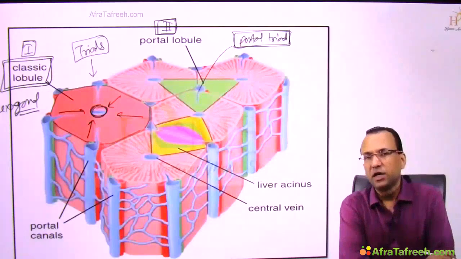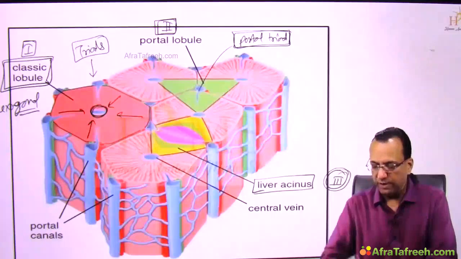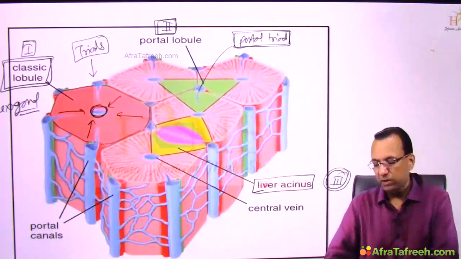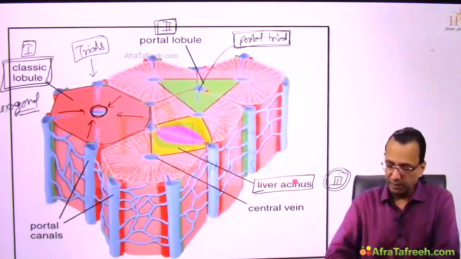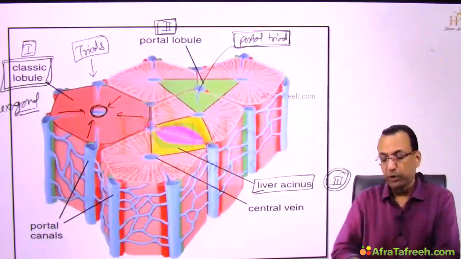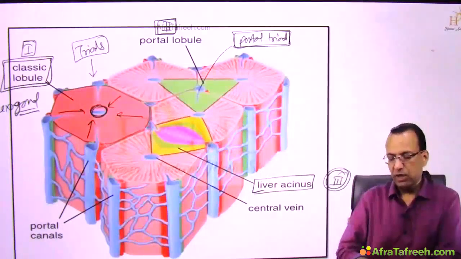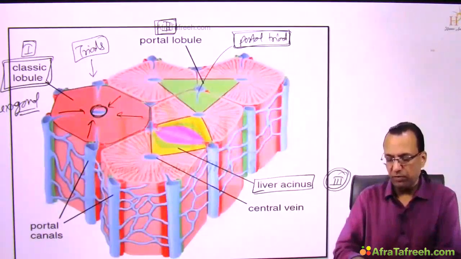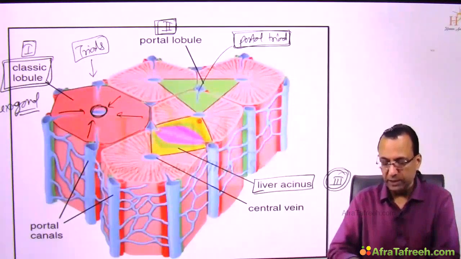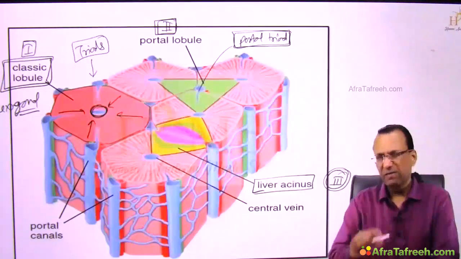Then came the third concept, which is the liver acinus. This is the most widely accepted concept. The liver acinus depends upon the blood carried by the branches of the hepatic artery and portal vein. It was centered on these blood vessels, and it gives some zones basically. And what is at the ends? Actually, you have the central vein on one side, and the portal triad on the other side, diagonally.